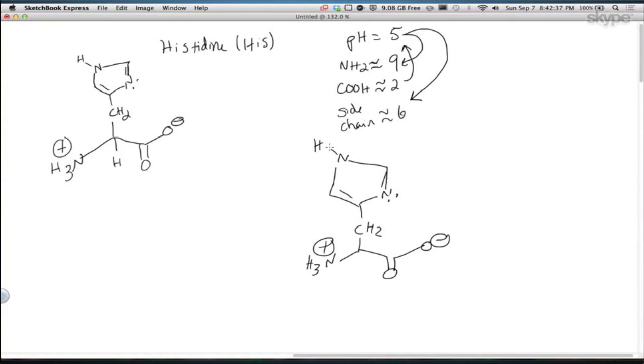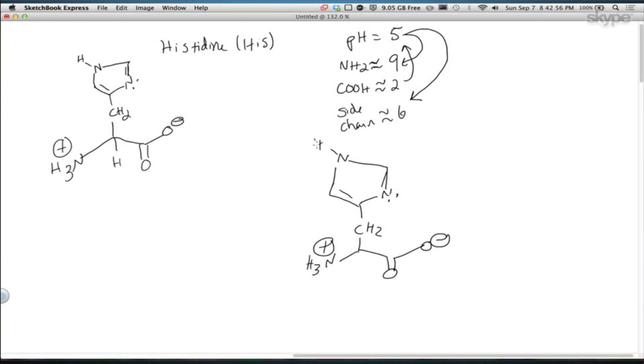Okay, the same thing. So should the side chain be protonated or deprotonated? Protonated. I just don't know what to do with double bonds. Do I change them around?